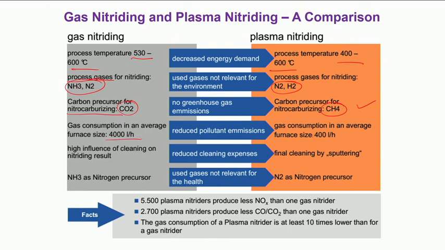The gas consumption, this is a very major advantage of plasma nitriding, is almost an order of magnitude lower, because we are feeding exactly the precise ratio of the gas composition that we need, and consumption or utilization is much better with a higher efficiency. So the consumption is almost an order of magnitude lower.